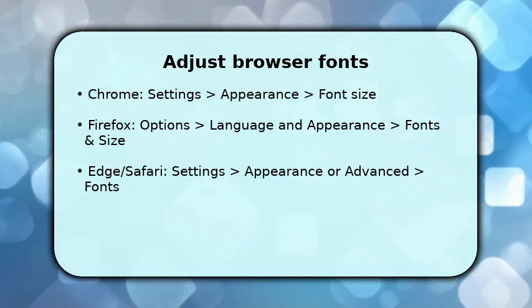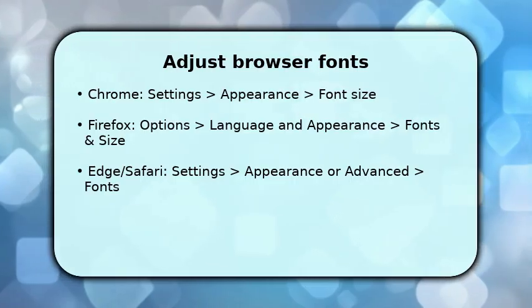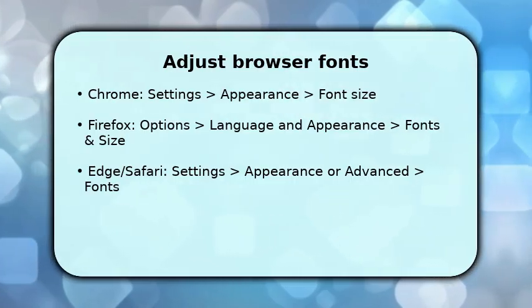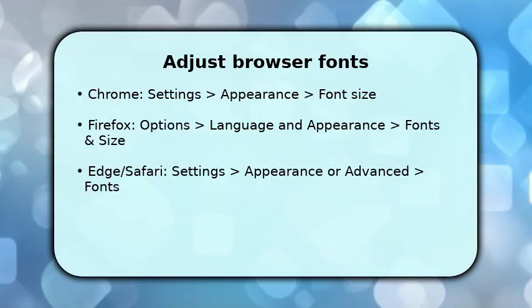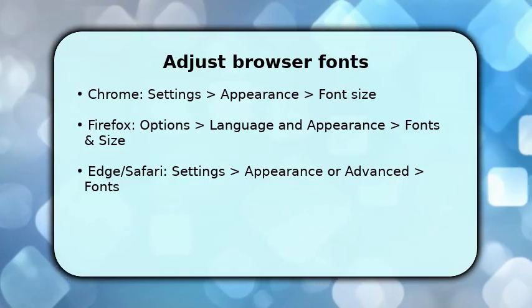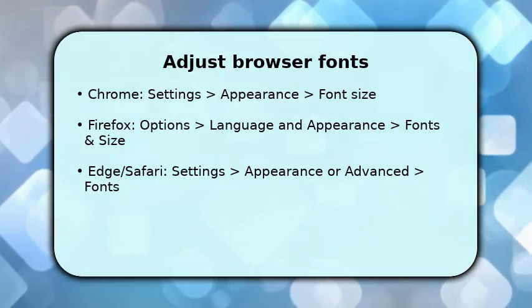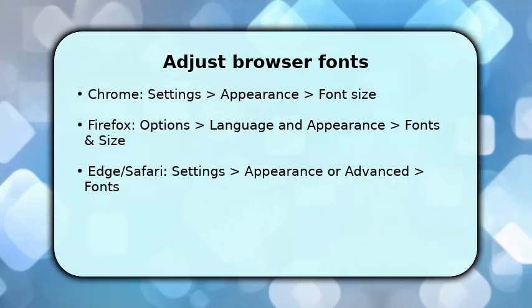In Chrome, open Settings, choose Appearance, then Font Size and pick a larger option, or click Customize Fonts to pick an exact pixel size. In Firefox, go to Options, Language and Appearance, then Fonts and Size and set the preferred size. In Edge or Safari, find Appearance or Advanced and change Default Fonts.